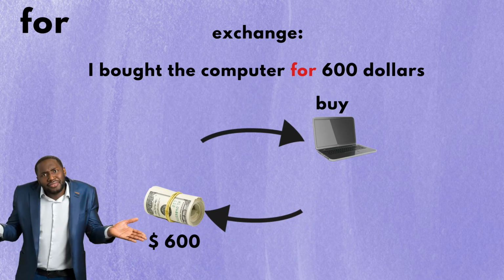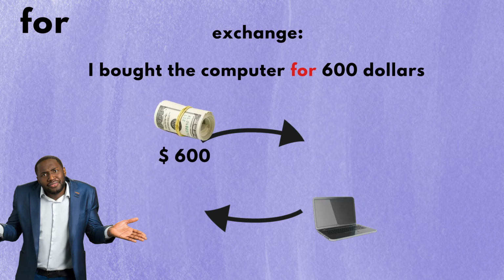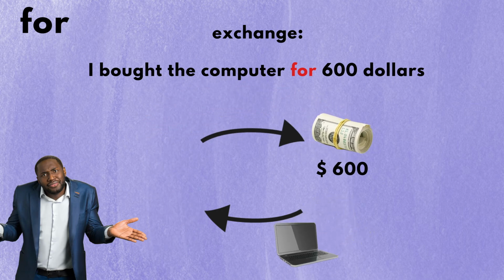However, our life experience tells us that doesn't make sense. No one pays you when you buy something just for yourself. So our life experience adjusts the graph like this, where you paid $600 and got a computer in return. So the bottom line is that you can be a little flexible in the word order.